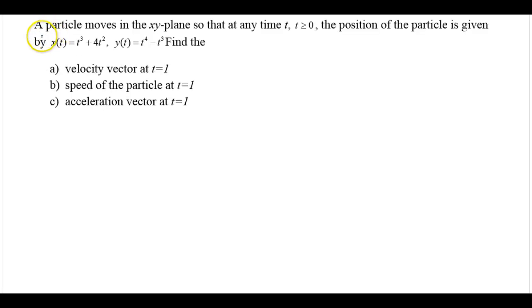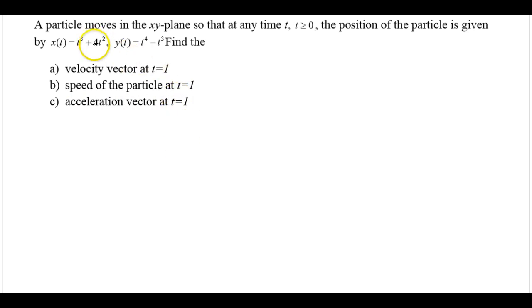Let's start with our first example. A particle moves in the xy plane so that at any time t where t is greater than or equal to 0, the position of the particle is given by x of t equals t cubed plus 4t squared, and y of t equals t to the fourth minus t cubed. And we're asked to find three things: the velocity vector at t equals 1, the speed of the particle at t equals 1, and the acceleration vector at t equals 1.